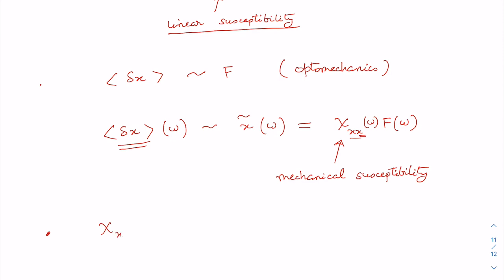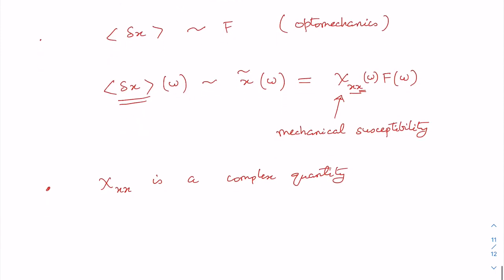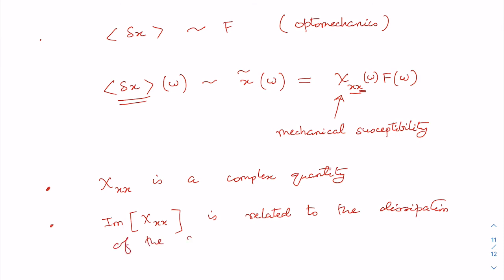Let me write here that this mechanical susceptibility is a complex quantity, and that means that it has a real part and an imaginary part, and the imaginary part of this susceptibility is related to the dissipation of the system. So the imaginary part of this mechanical susceptibility is related to the dissipation of the system. Let me explain this.